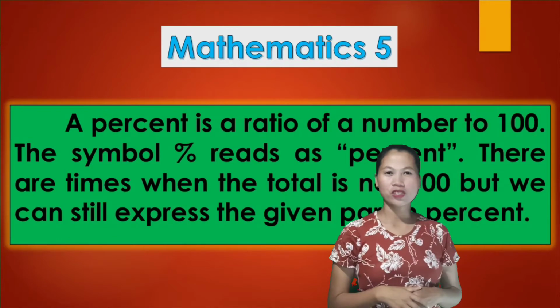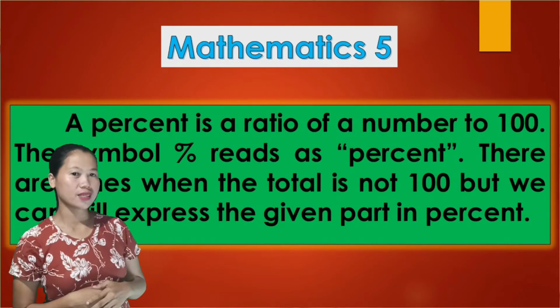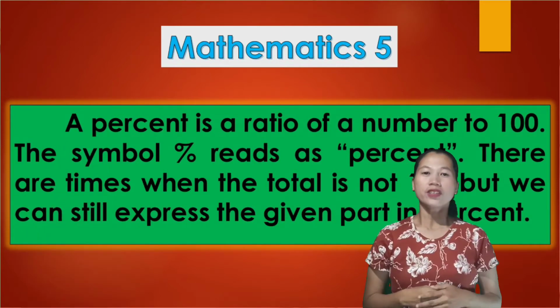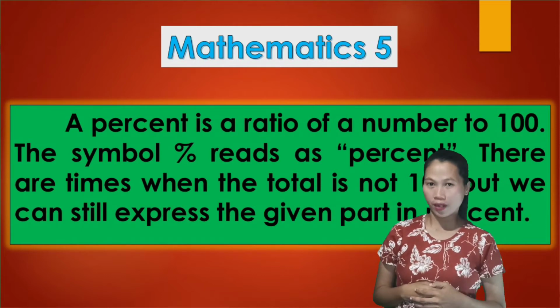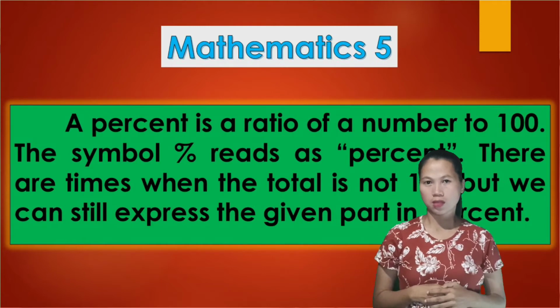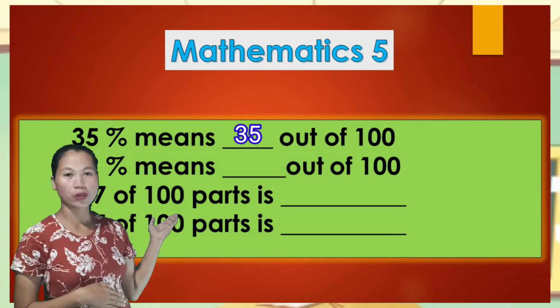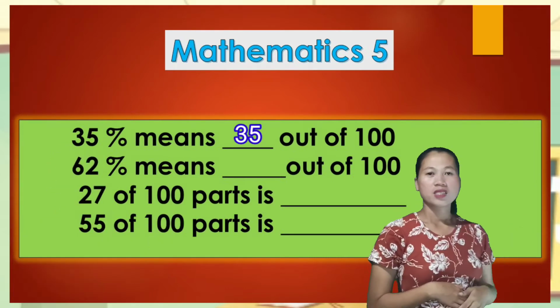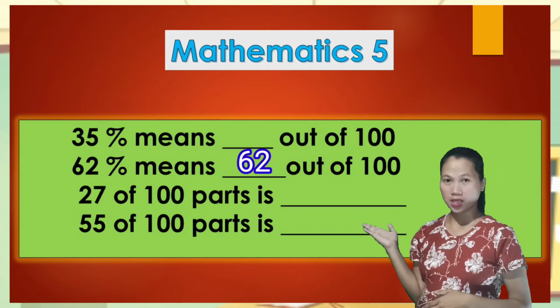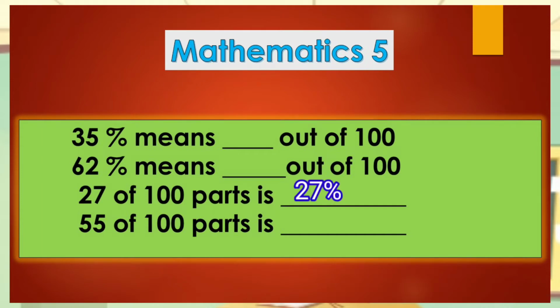A percent is a ratio of a number to 100. The symbol % reads as percent. There are times when the total is not 100, but we can still express the given part in percent. Example, 35% means 35 out of 100. 62% means 62 out of 100. 27 of 100 parts is 27%, and 55 of 100 parts is 55%.